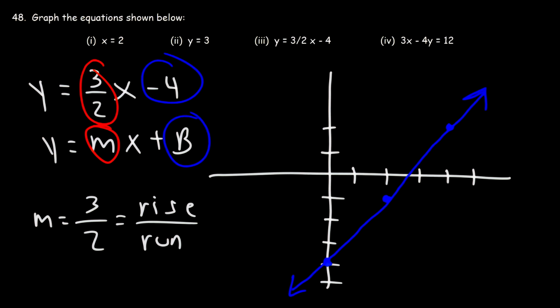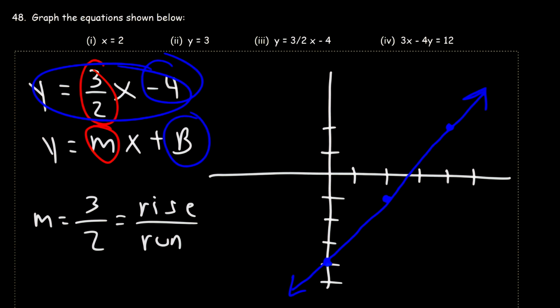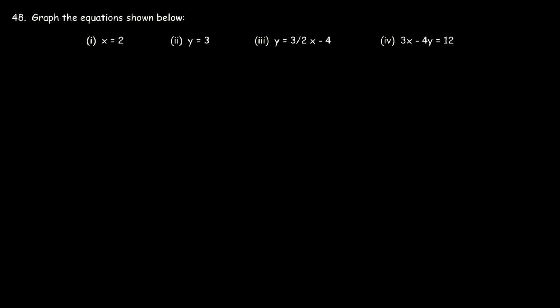So that's how we can plot a linear equation in slope-intercept form. That's how we can graph it. Now, let's move on to the last example. So this is in standard form. It's in ax plus by equals c form. So for this format, it helps if you find the x and y intercept.